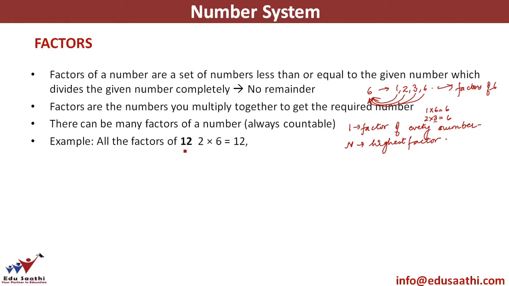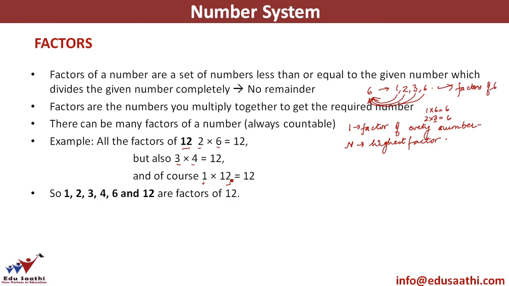So if I look at the case of 12, I would look at certain things like 2 into 6 is 12, 3 into 4 is also 12 and 1 into 12 is also 12. So all the numbers starting with 1, 2, 3, 4, 6 and 12 are the factors of 12. So always I can count the number of factors of a given number. The smallest factor is 1, the highest factor is the number itself.